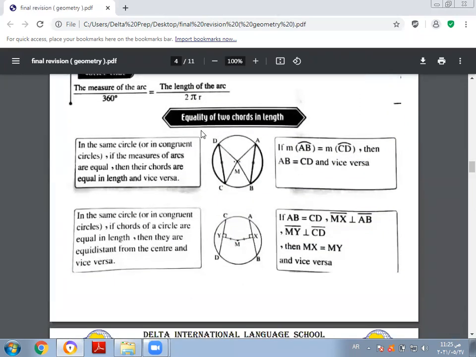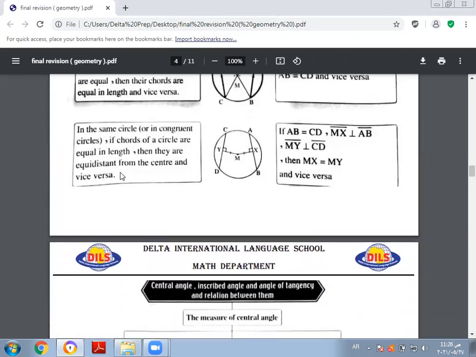Equality of two chords in length. In the same circle or in congruent circles, if the measures of the arcs are equal, then their chords are equal in length and vice versa. This means if measure arc AB equals measure of arc CD, then AB equals CD and vice versa.